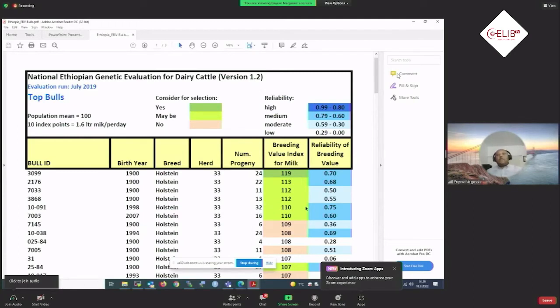Reliability is the confidence we have in the estimated breeding value, and this reliability is dependent on the information that went into the estimation of that breeding value. The larger the information you have to estimate, the more confidence you have in that breeding value. That is, the reliability is high.